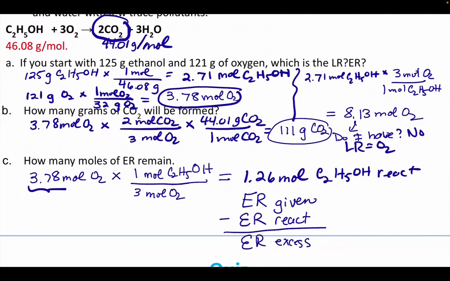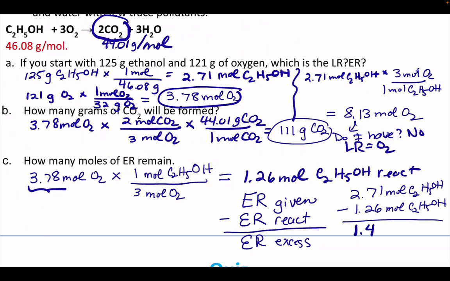So for me, in the question, we are given 2.71 moles of ethanol, and we know that 1.26 moles of ethanol are going to react. So then in that container, I'm going to have 1.46 moles of ethanol remaining or left over.